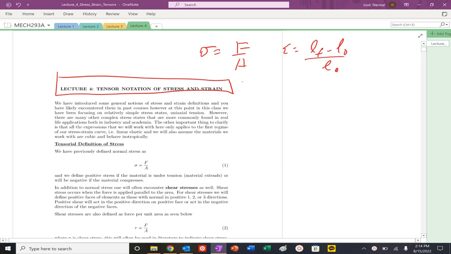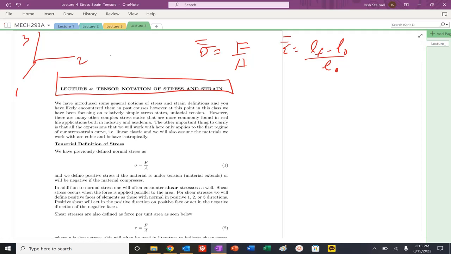This glosses over something very important. We are typically going to be working with complex stress states, and the true definition of stress is a second-rank tensor property. It has a direction and a magnitude, but our stress is going to have two components. So stress is a second-rank tensor property, and we're going to see that right now.